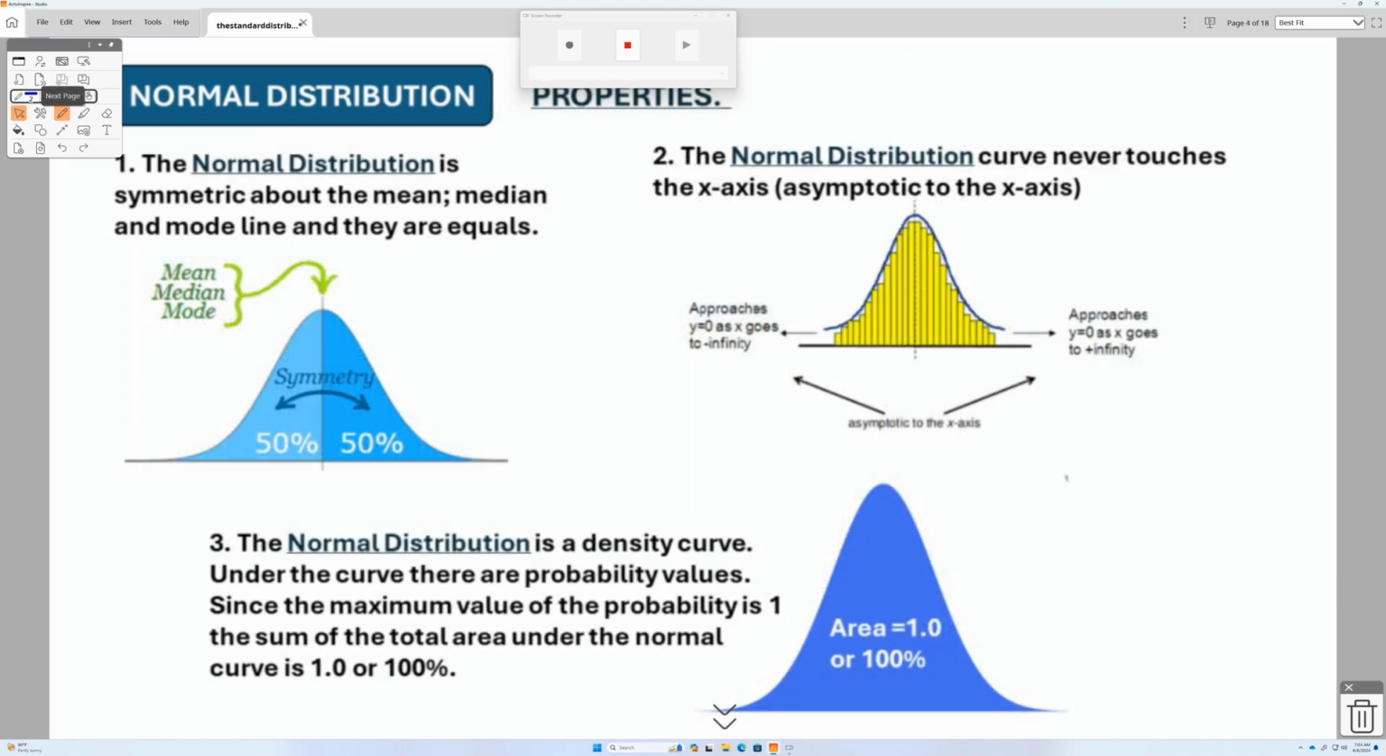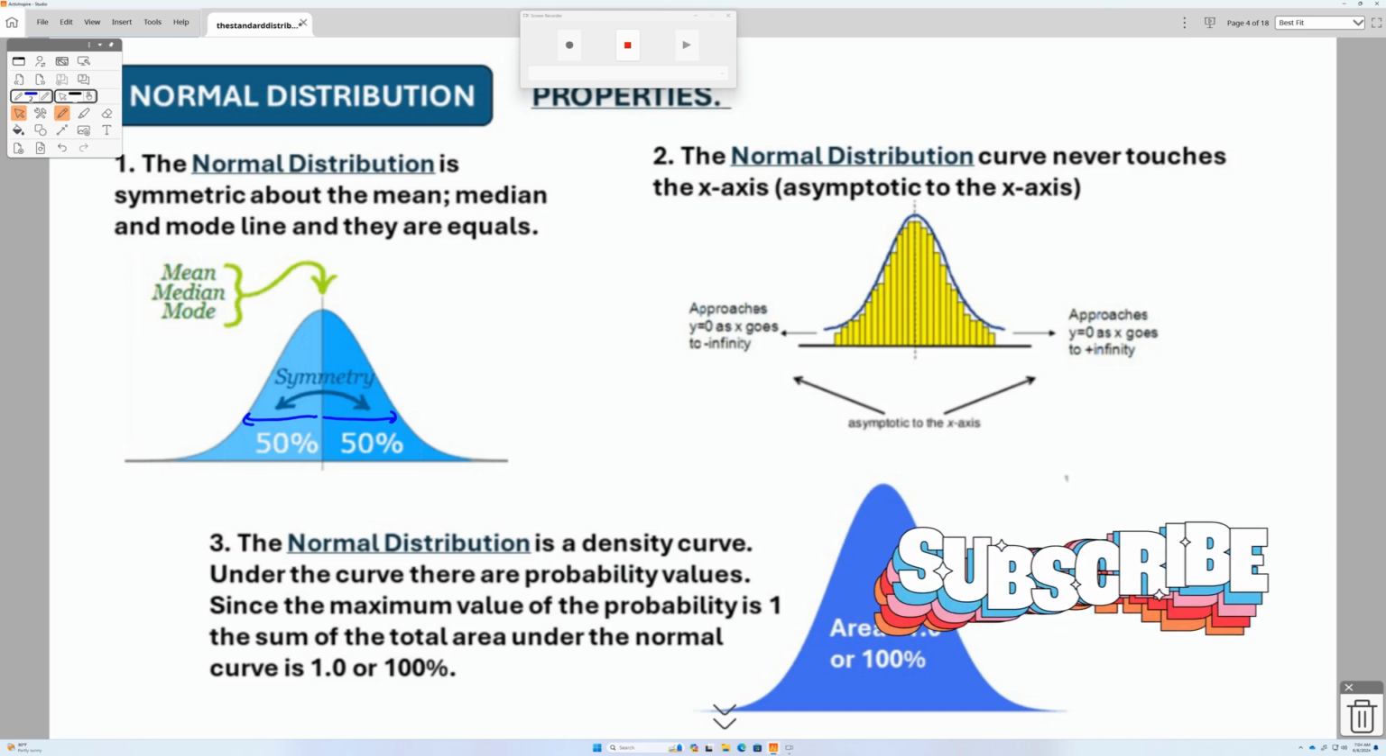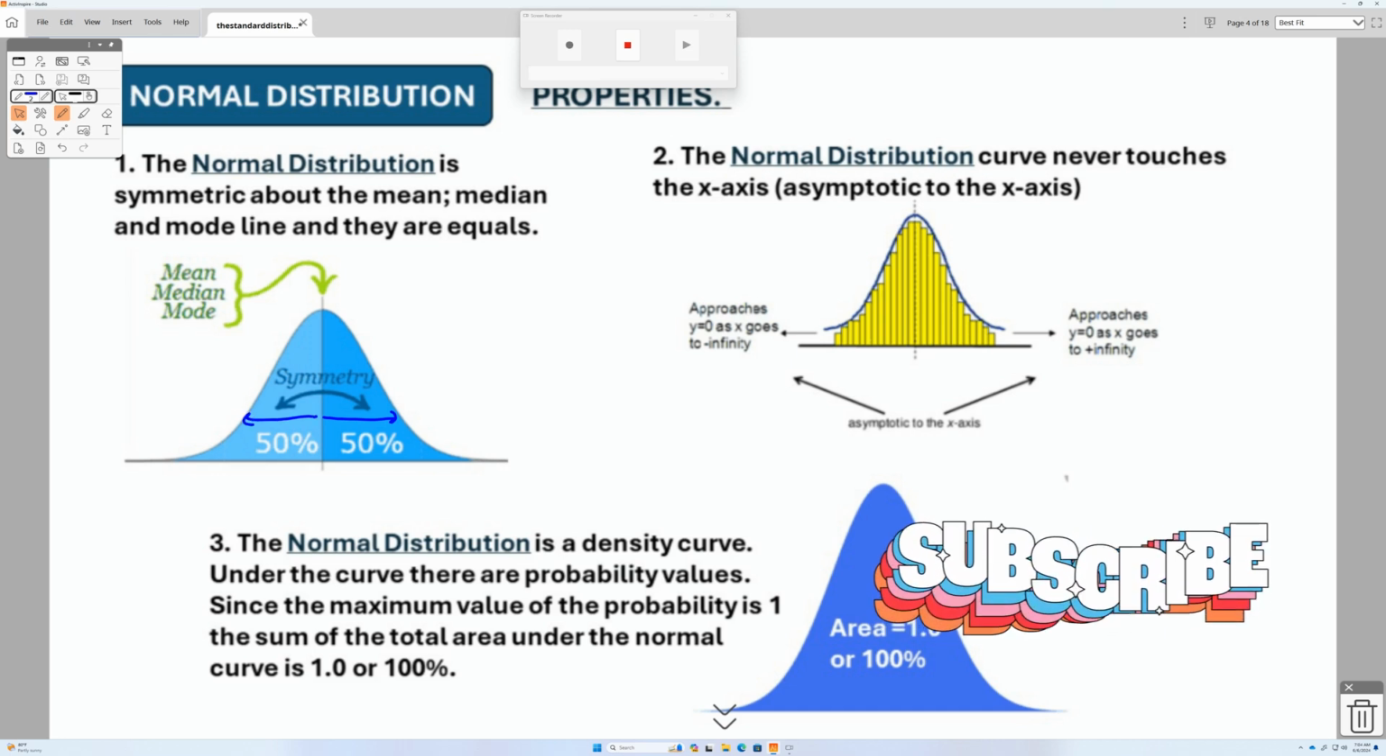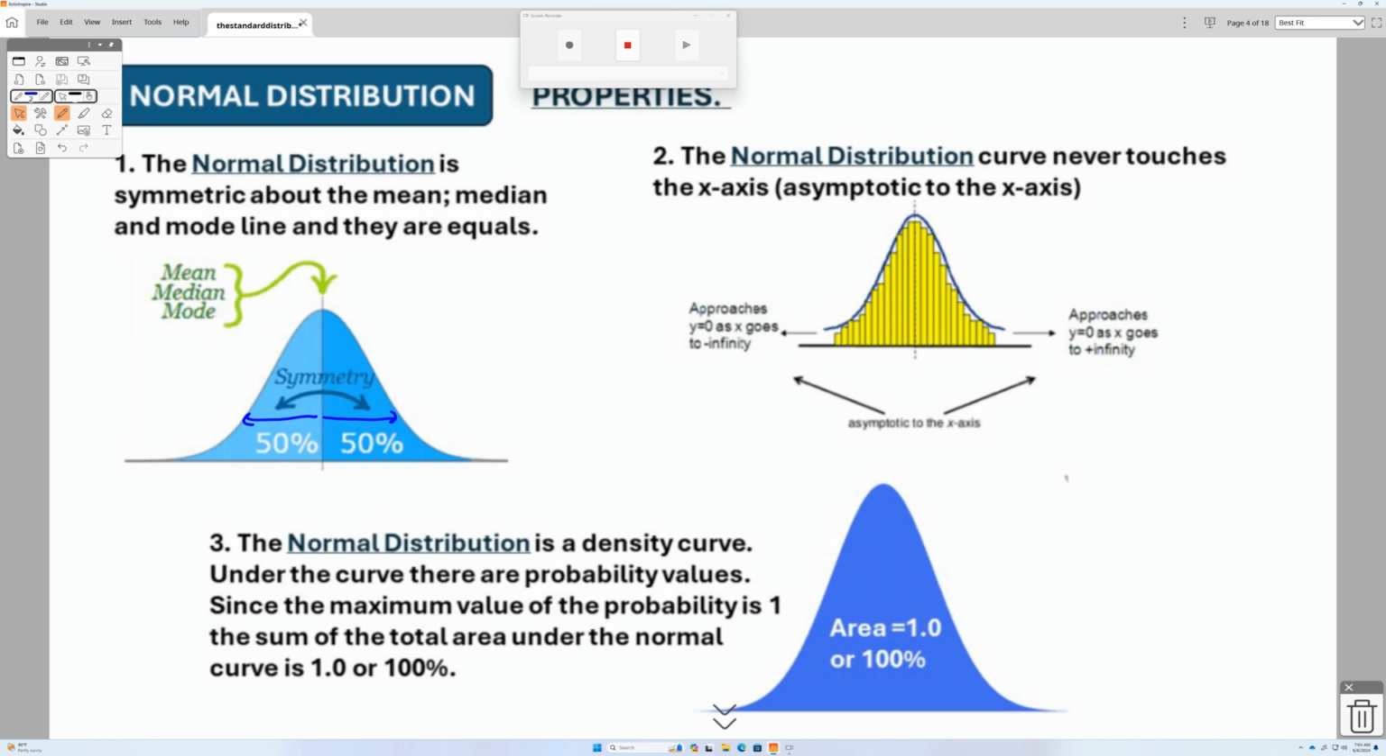The measures of central tendency, mean, median, and mode, have the same numerical value that divides the distribution into two equal halves. The curve is always above the x-axis and extends forever in opposite directions, getting closer to the x-axis but never touching it. The x-axis is a horizontal asymptote. The function is always positive.